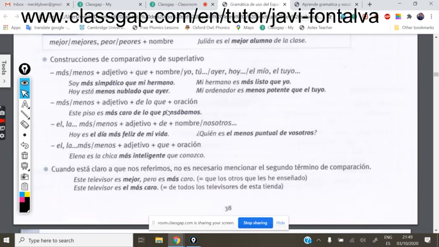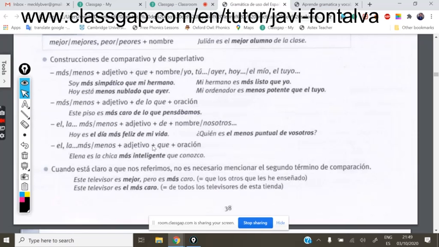Okay. For example, this sentence here. Este piso es más barato de lo que pensábamos. Okay, so this flat is cheaper than we thought. This is imperfecto. Do you remember? Okay. Hoy es el día más feliz de mi vida.